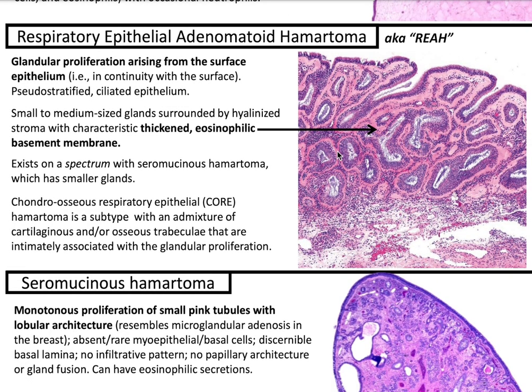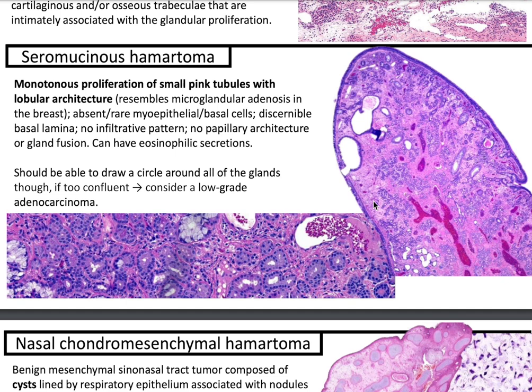REAH, or respiratory epithelial adenomatoid hamartoma. This is a glandular proliferation arising from the surface epithelium, meaning it's in continuity with the surface. You'll have a pseudostratified ciliated epithelium, and you'll have small to medium-sized glands surrounded by hyalinized stroma with characteristic thickened eosinophilic basement membrane. This exists on a spectrum with seromucinous hamartoma, which has smaller glands. Chondro-osseous respiratory epithelial hamartoma is a subtype with an admixture of cartilaginous and/or osseous trabeculae that are intimately associated with the glandular proliferation.